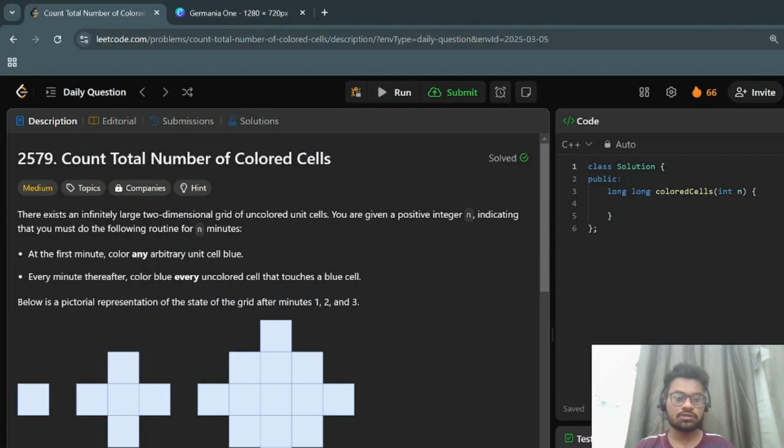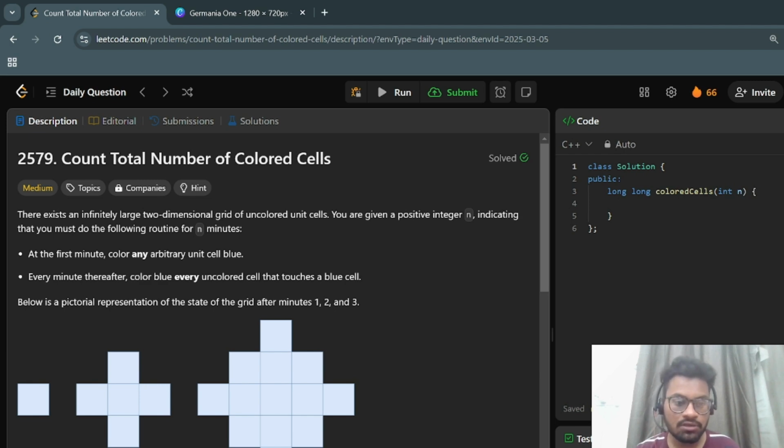Today we're going to discuss the LeetCode problem of the day: Count Total Number of Colored Cells. There exists an infinitely large two-dimensional grid of uncolored cells. You are given a positive integer n, indicating that you must do the following routine for n minutes. At the first minute, color any arbitrary unit cell blue. Then every minute thereafter, color blue every uncolored cell that touches a blue cell.